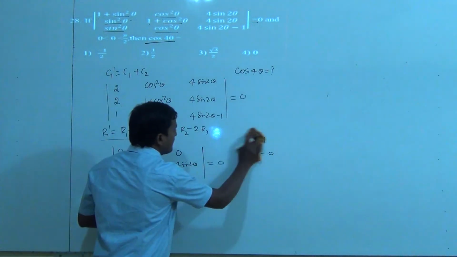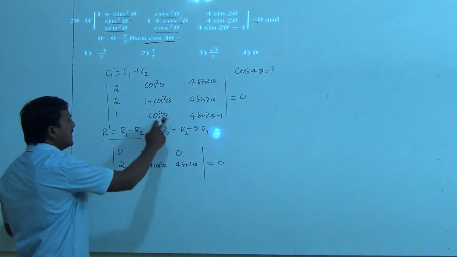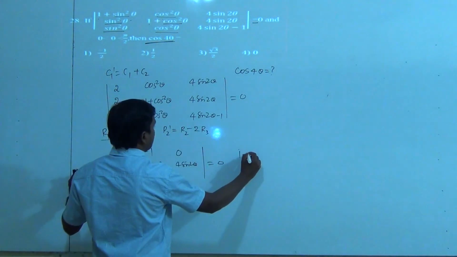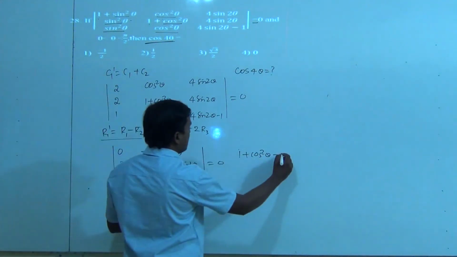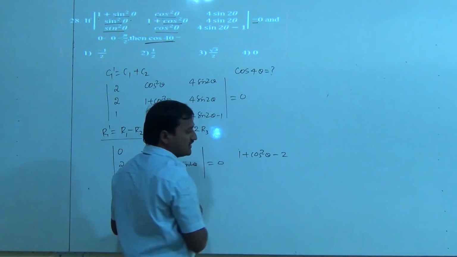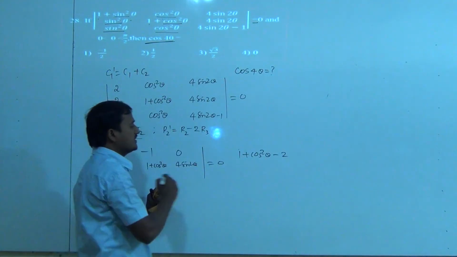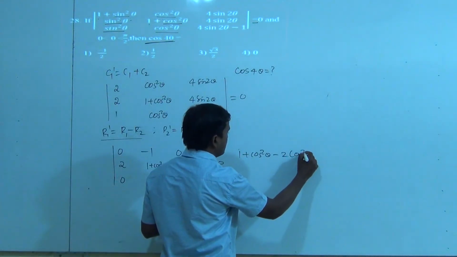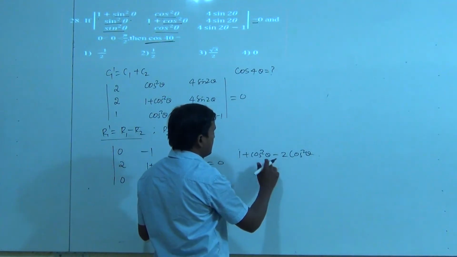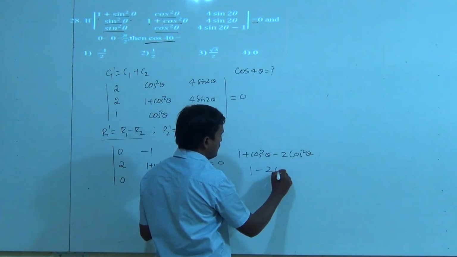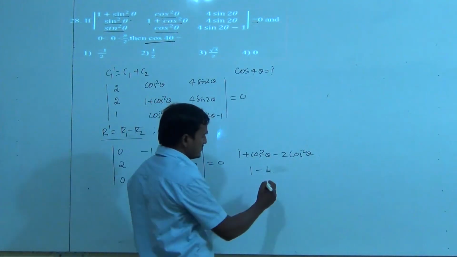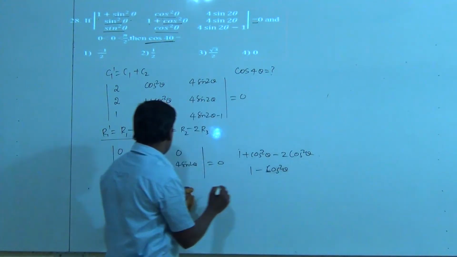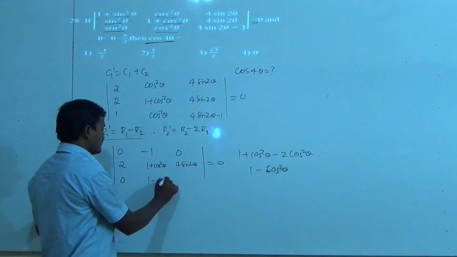Okay, next. Again here R2 is what? 1 plus cos square theta is there, minus of 2 into R3. What is R3? R3 is cos square theta. So therefore this becomes cos square theta. So here it is 1 minus 2 cos square theta plus cos square theta means cos square theta. So clearly what is the element? 1 minus of cos square theta.